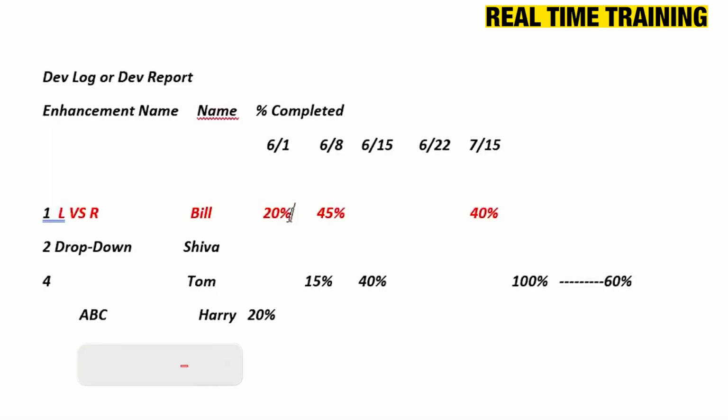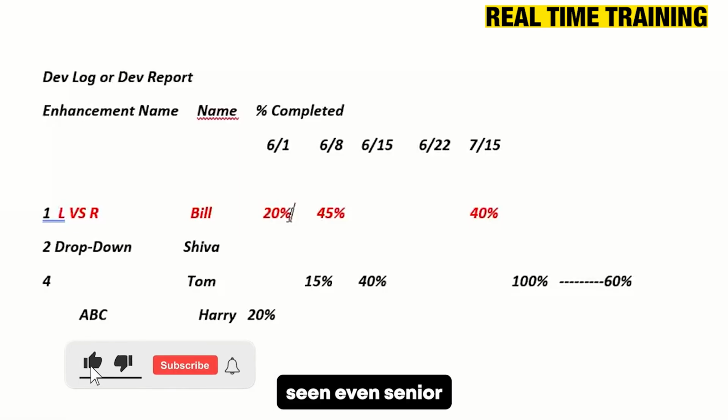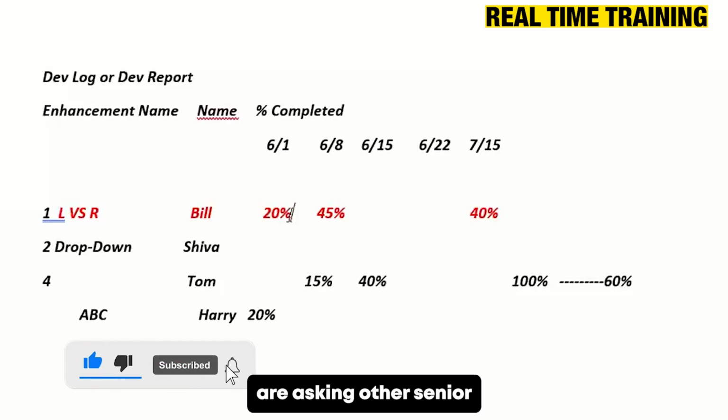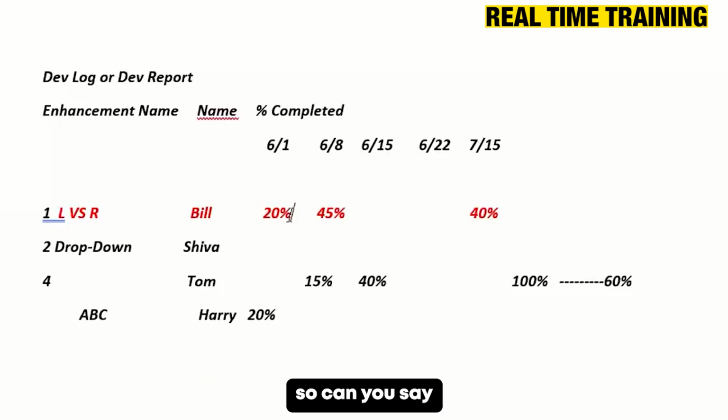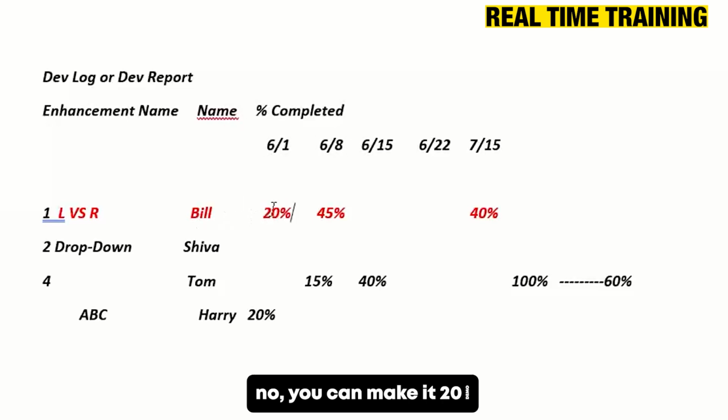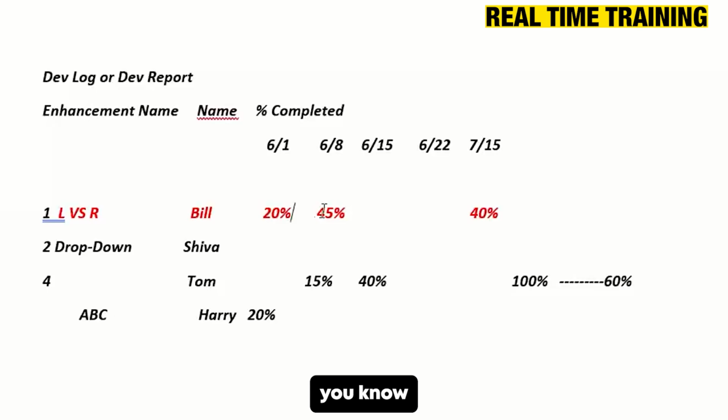So instead of that, I've seen even senior level staff asking other senior level staff. So you'll ask like this, okay? Can I say you have completed 30 percentage, and then Bill will say no, you can make it 20 percentage. Likewise, every week you'll ask, can I say you completed 40 percentage? Then Bill will say no, make it 45 percentage. I've completed 45 percentage. So that is a better way of phrasing yourself. If at all you are asked to facilitate status meetings, this is how you have to ask.